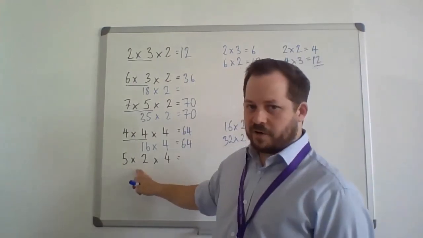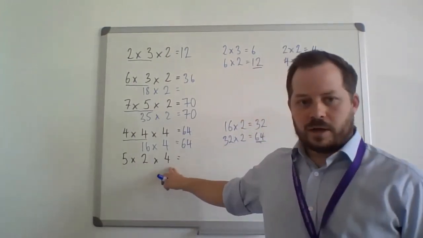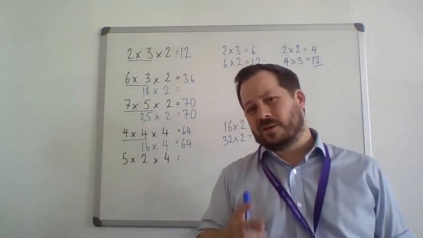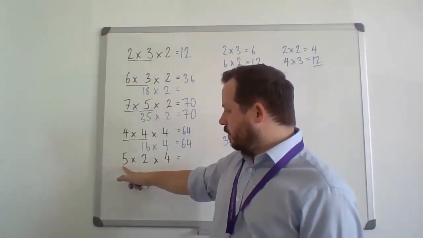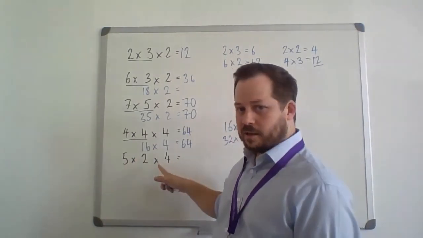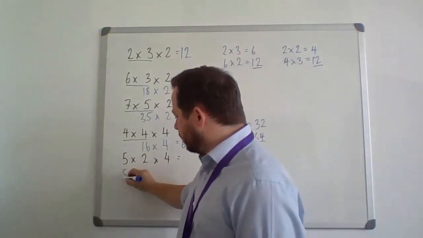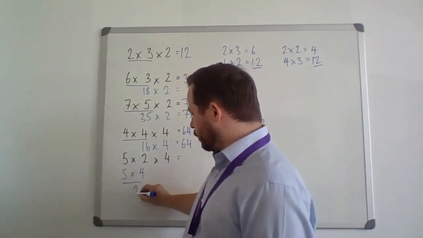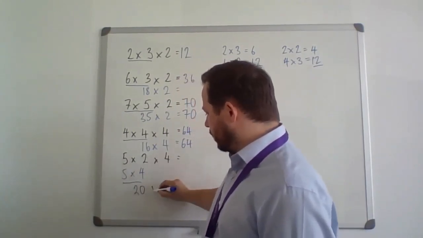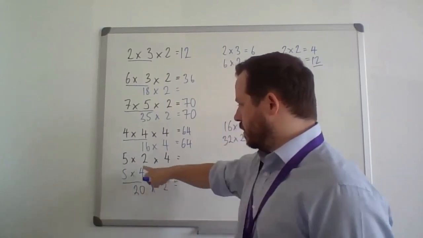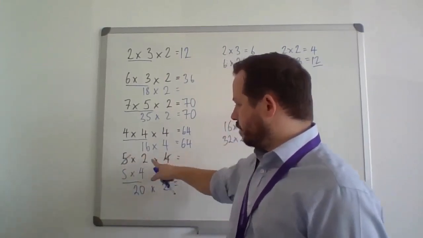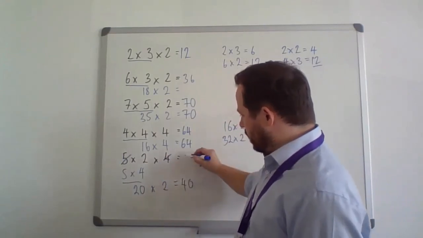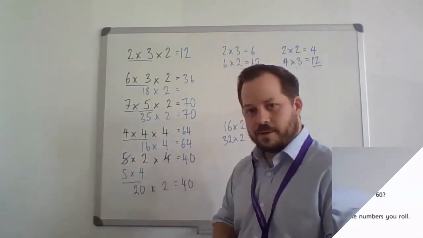Final one down here, we've got 5 times 2 times 4. Now we could do 5 times 2 and then times it by 4, but it's not the easiest way to do it. I would take the two hard ones. I'd take 5 and 4. I would do 5 times 4 first, which is 20, and then times it by what's left over, which is your 2. So we've done those two there. We're left with the timesing by 2. Do 20 times 2, which is 40. And we'll put that as our answer.